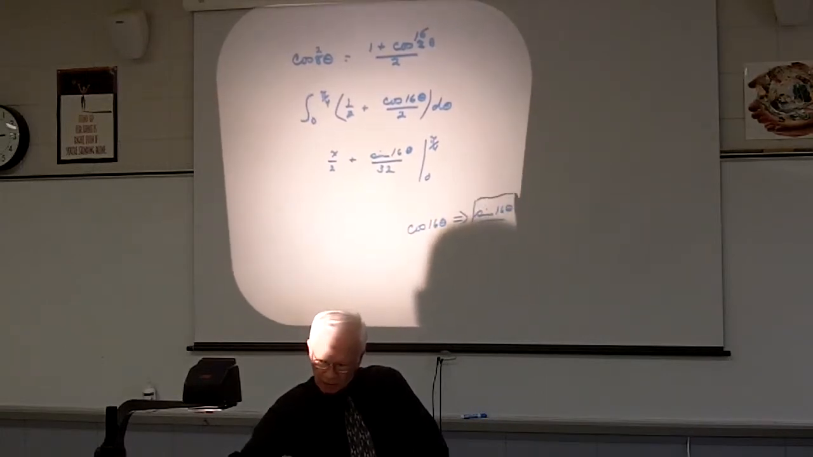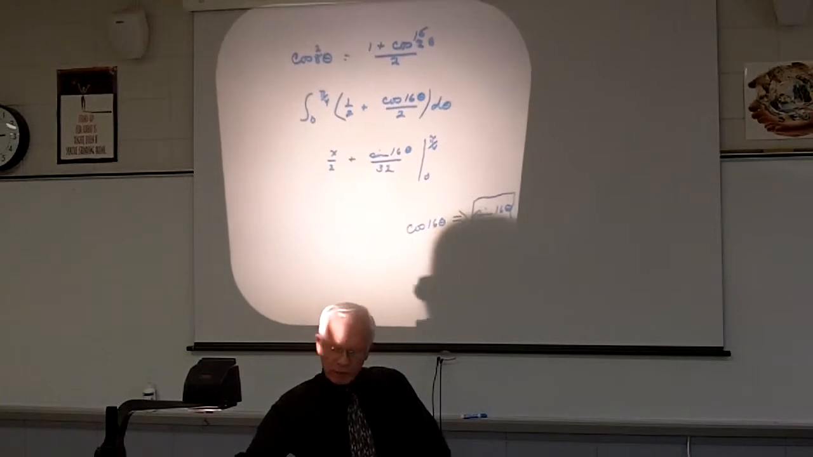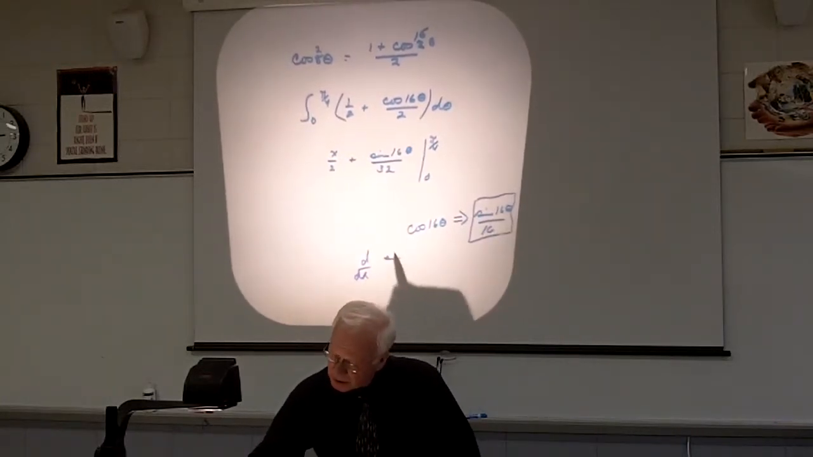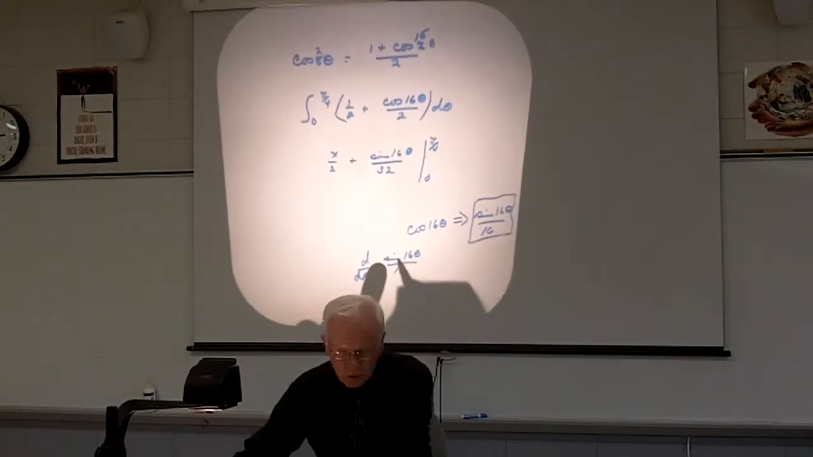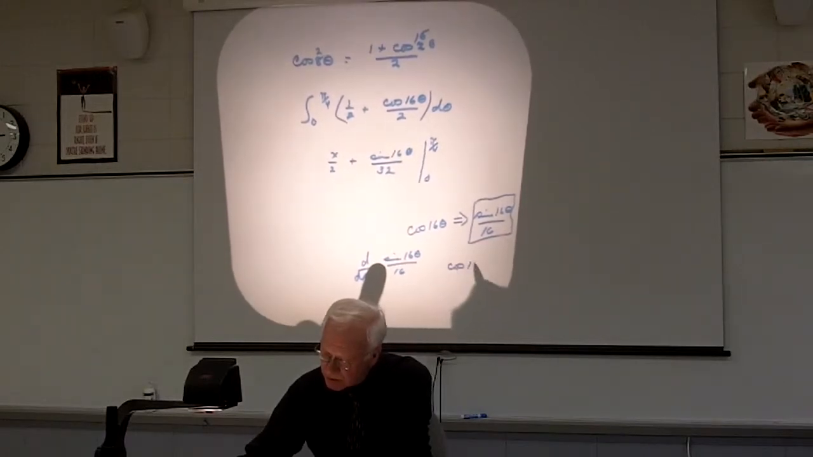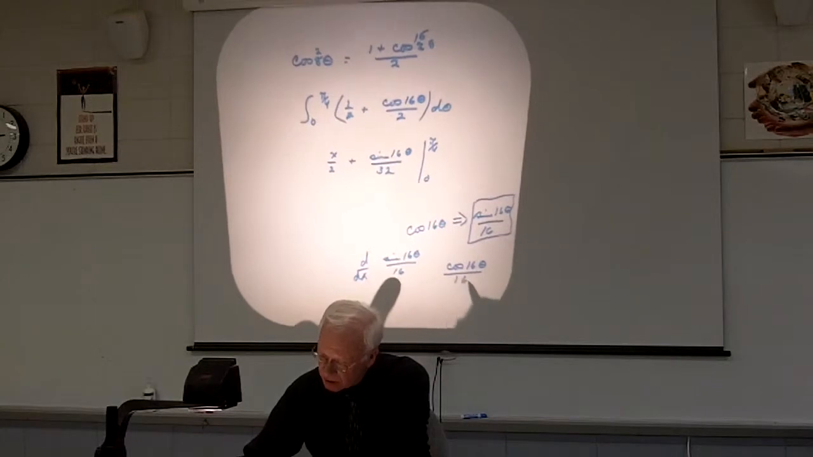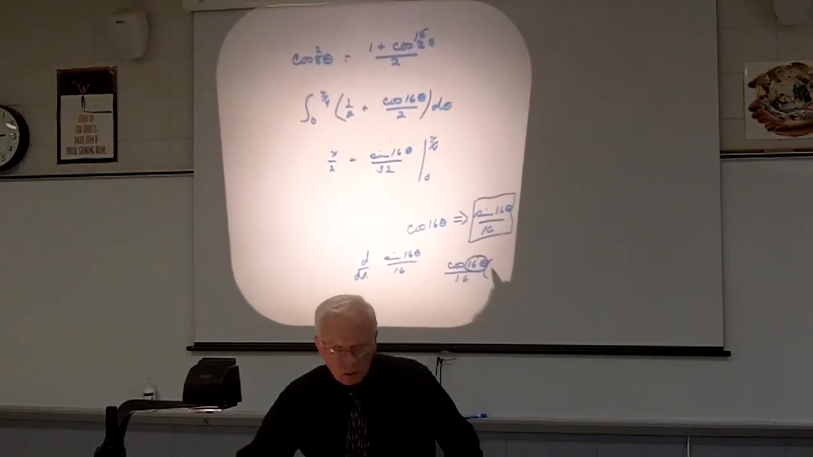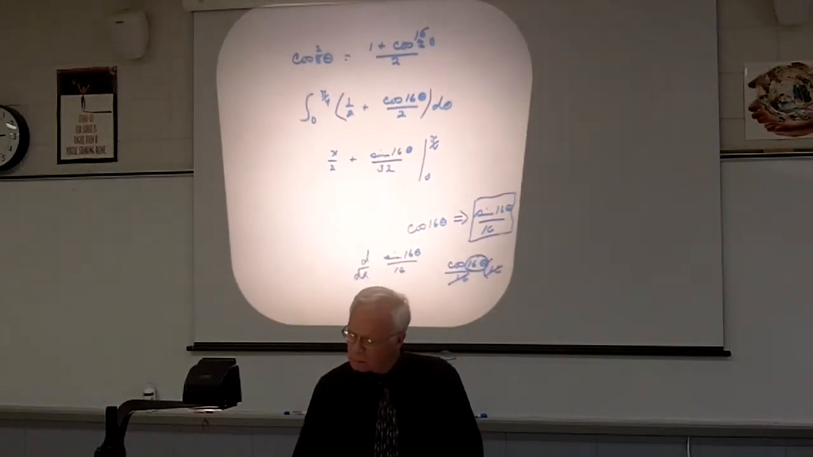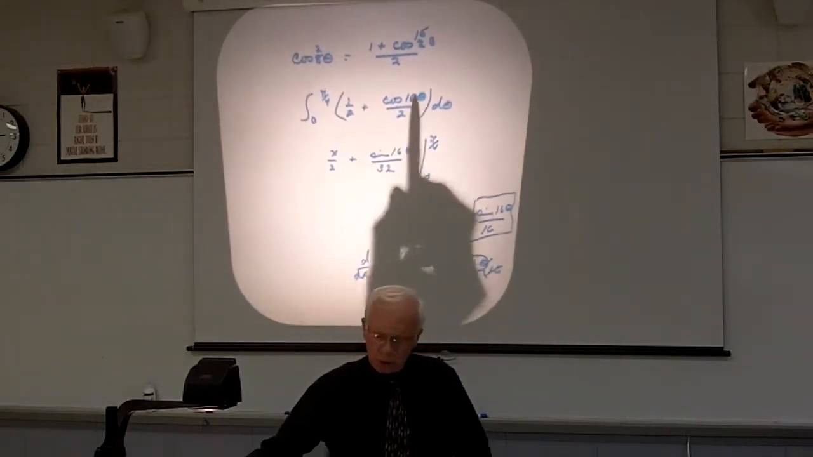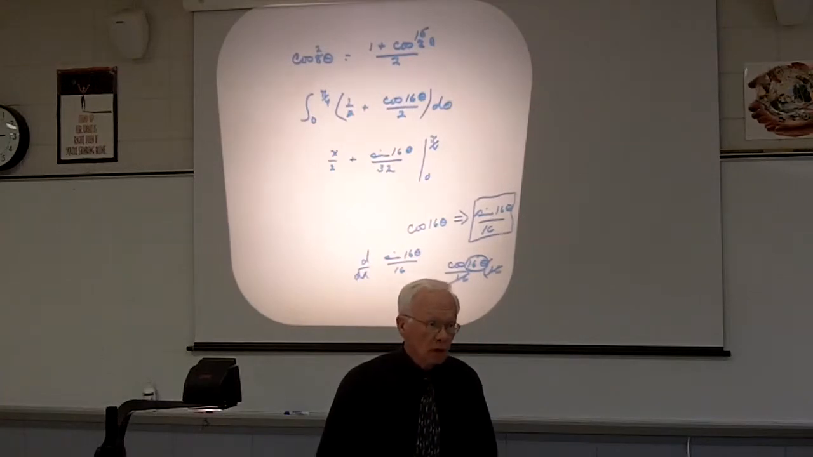Now I'm going to take a minute and see if I guessed right. What's the derivative of sine 16 theta over 16? Well, we take the derivative of that, which is cosine 16 theta over 16 here. And then I have to do chain rule, which is 16. And these 16s cancel. But I didn't use a 32 because I'm not. It's certainly possible. Yeah, yes.